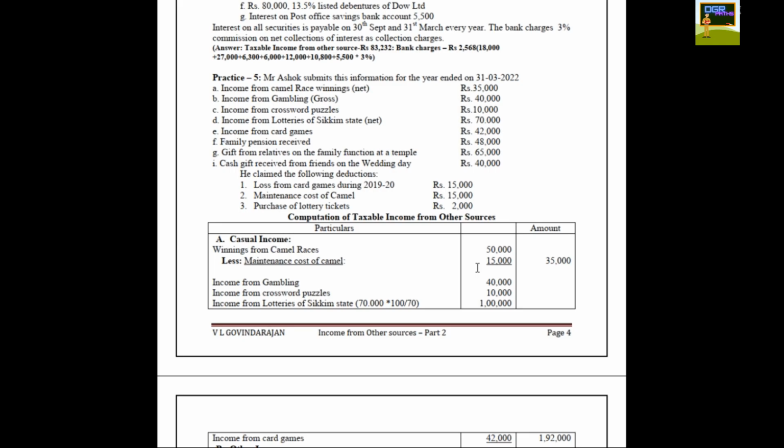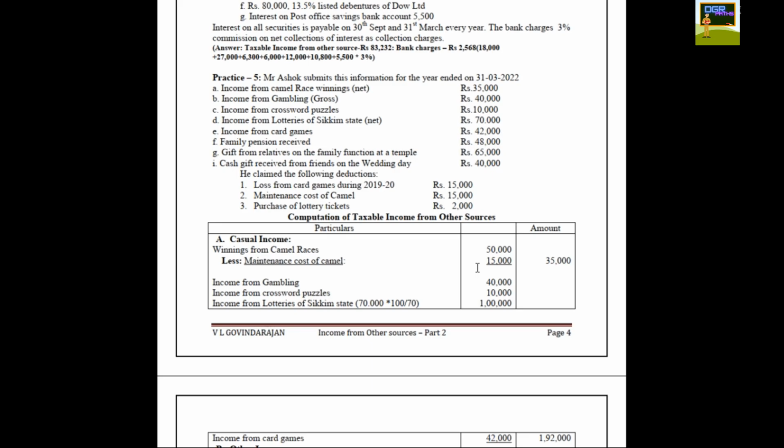Next, family pension received 48,000. Gift from relatives on the family function at a temple. Gift from relatives is fully exempted. Cash gift received from friends on the wedding day. Any gift received on the wedding day is also fully exempted, not taxable.